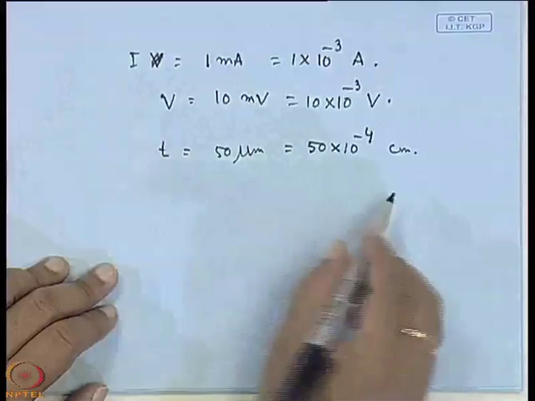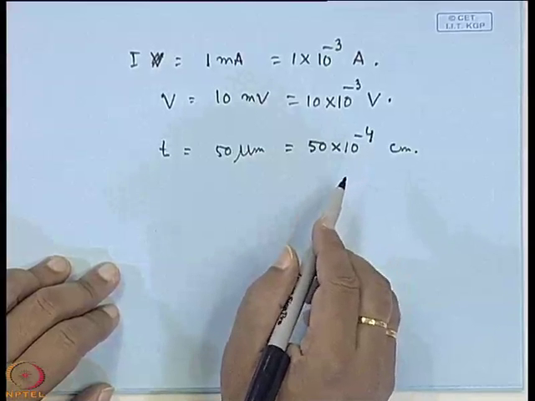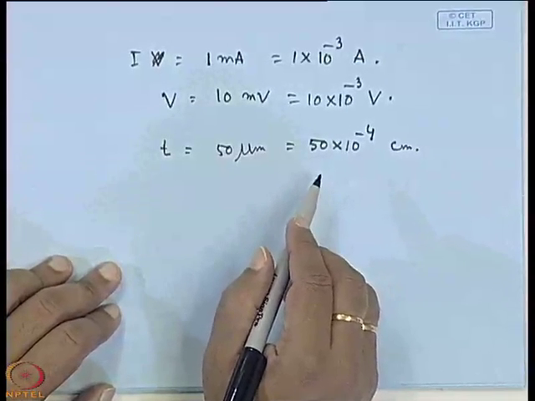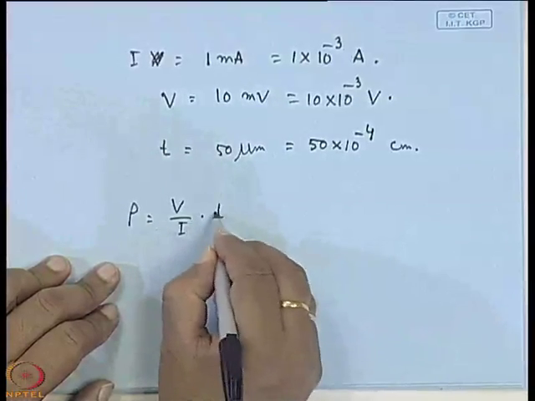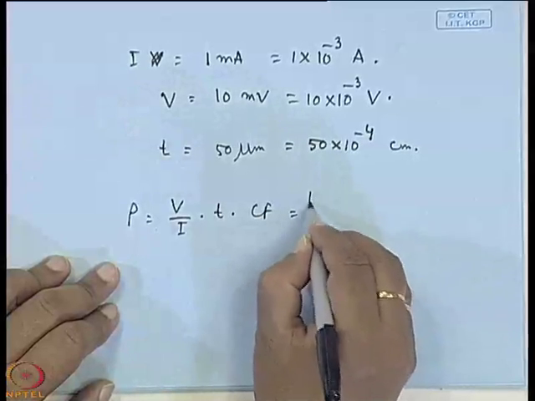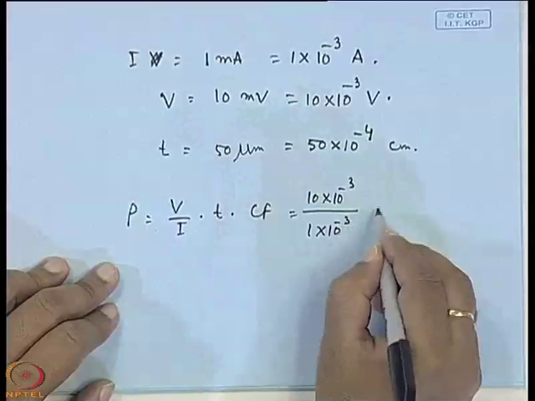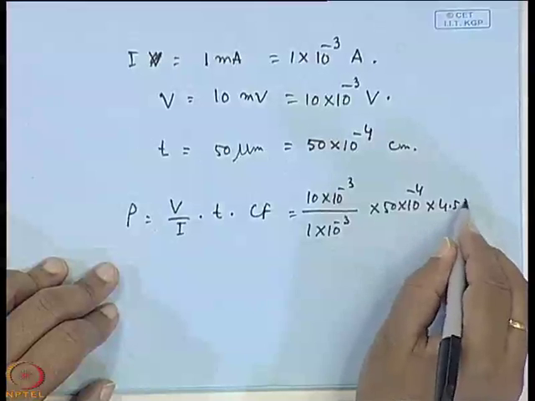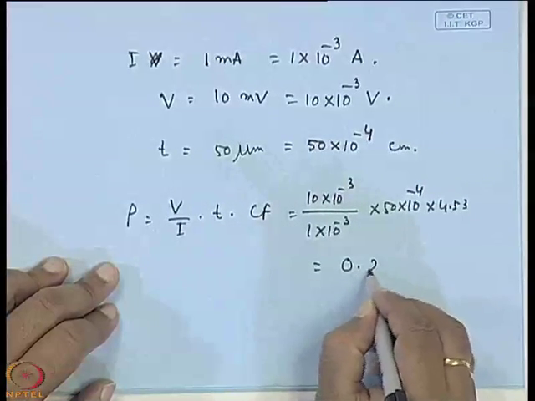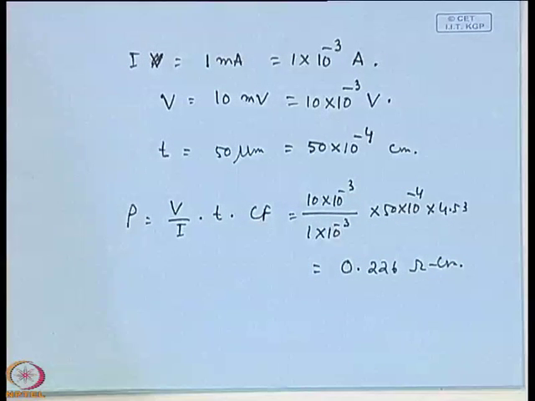Then what is the value? Yes, so that means rho equals V by I into T into correction factor. This is equal to 10 into 10 to the power minus 3 by I, which is 1 into 10 to the power minus 3, into 50 into 10 to the power minus 4, multiplied by 4.53, and you will find that it is 0.226 ohm centimeter.